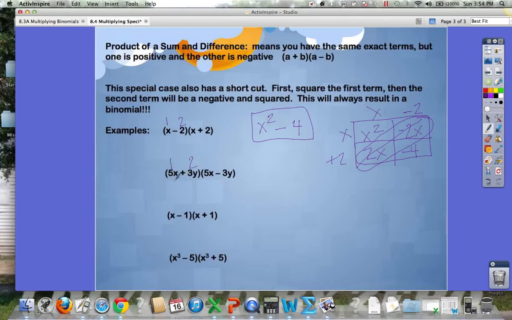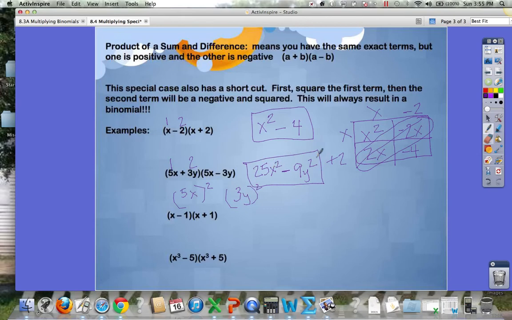We're going to square this, so that's 5x squared. So that means everything inside is squared. 5 squared is 25. X squared is x squared. It's going to be a minus because we know this is the same exact problem, one positive, one negative. And we're going to square the last term, which is 3y squared. So 3 squared is 9. Y squared is y squared. And that is our final answer.